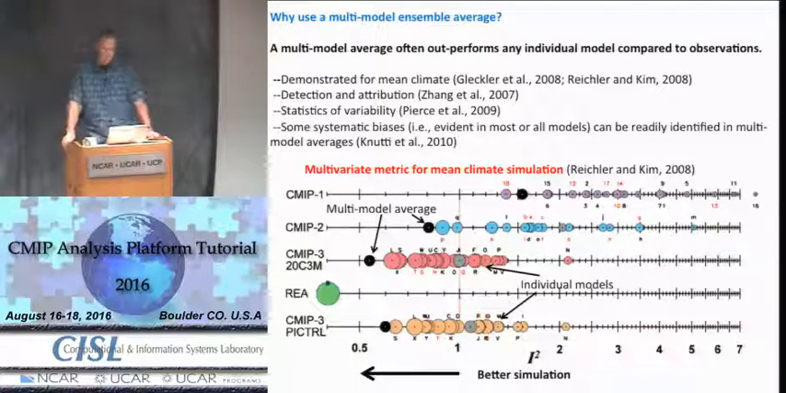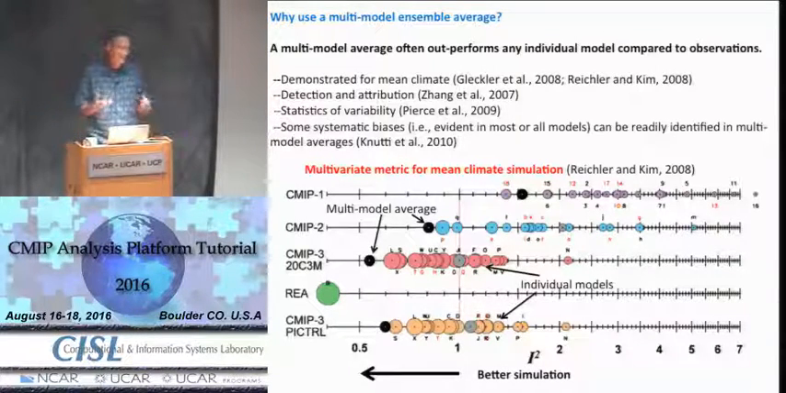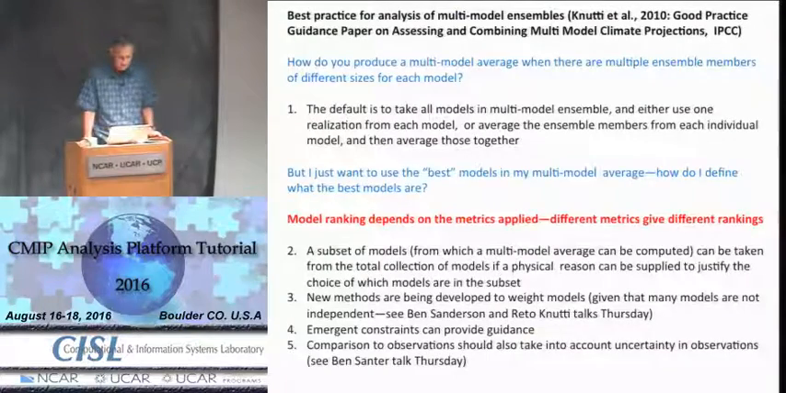I think it's not really well understood why this happens, but one idea is that the models have more good things in common than they have errors. So the errors tend to cancel out when you average them together. The good parts of them tend to come out, and that's why you get these better simulations.